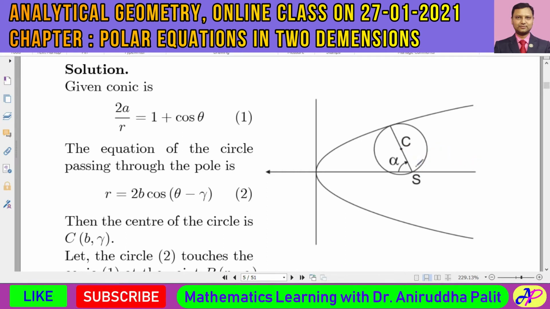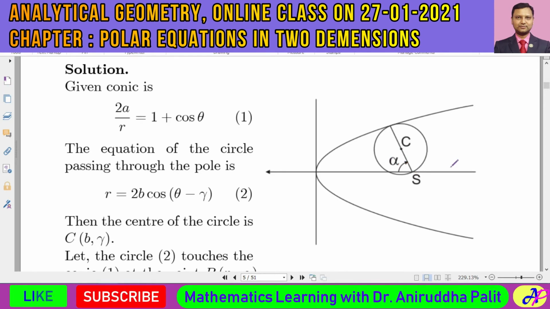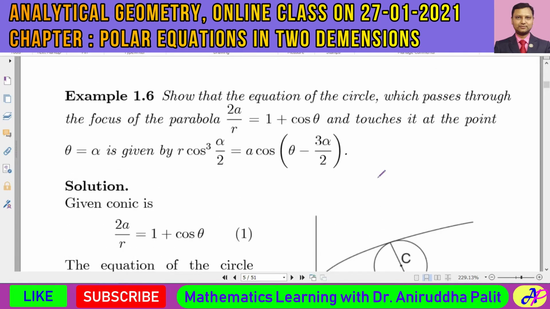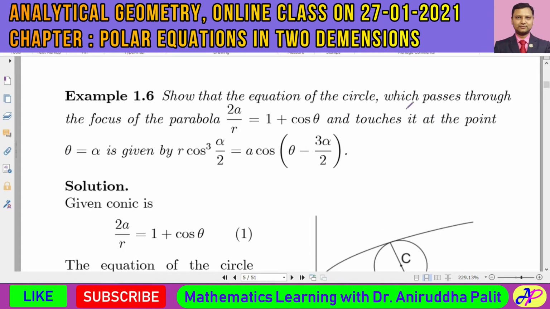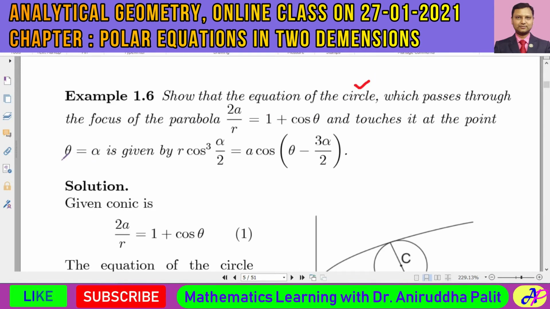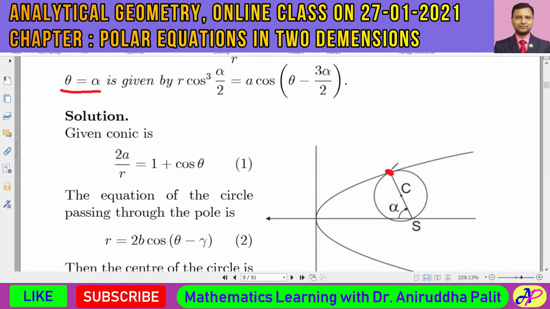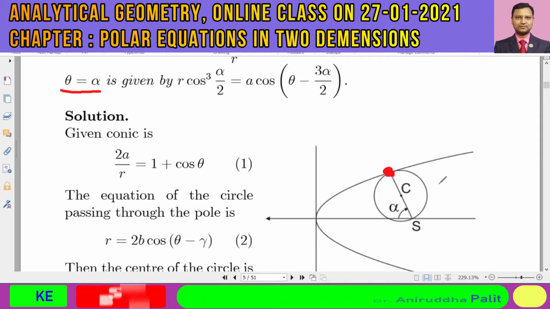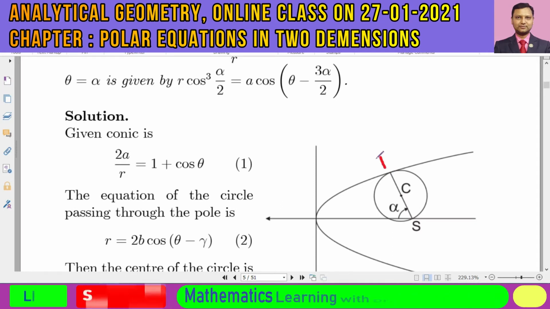And this angle is equal to alpha if we consider, as per the question, that this circle touches the conic at the point with vectorial angle alpha. So if this is the point at which the circle touches the parabola, and as per the question this is the vectorial angle of this point, let us call it P.